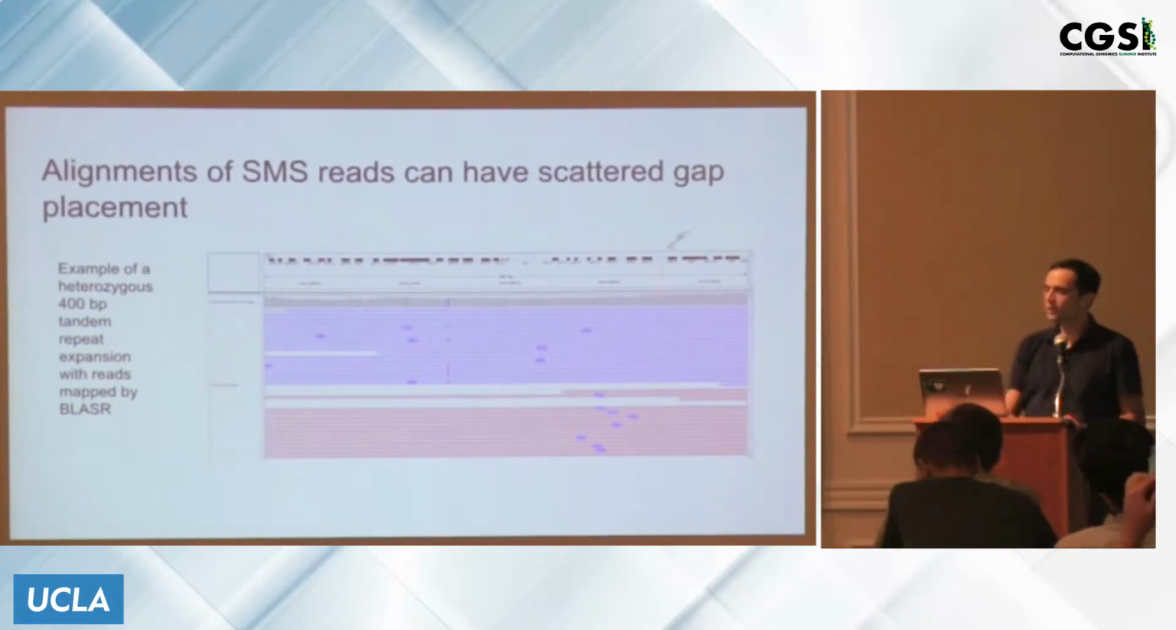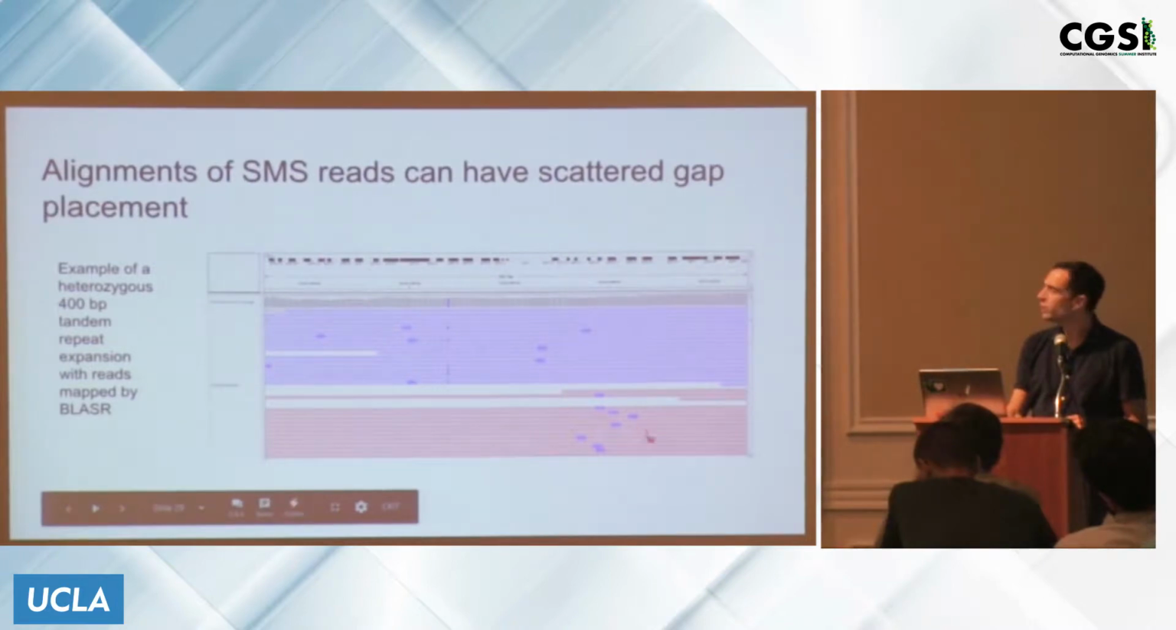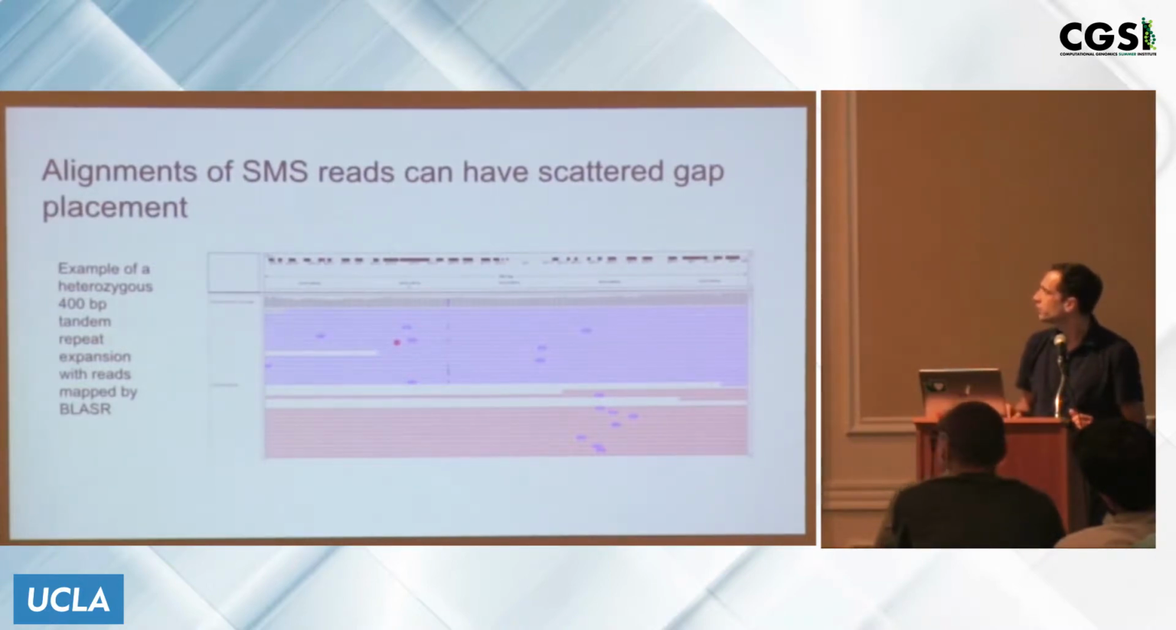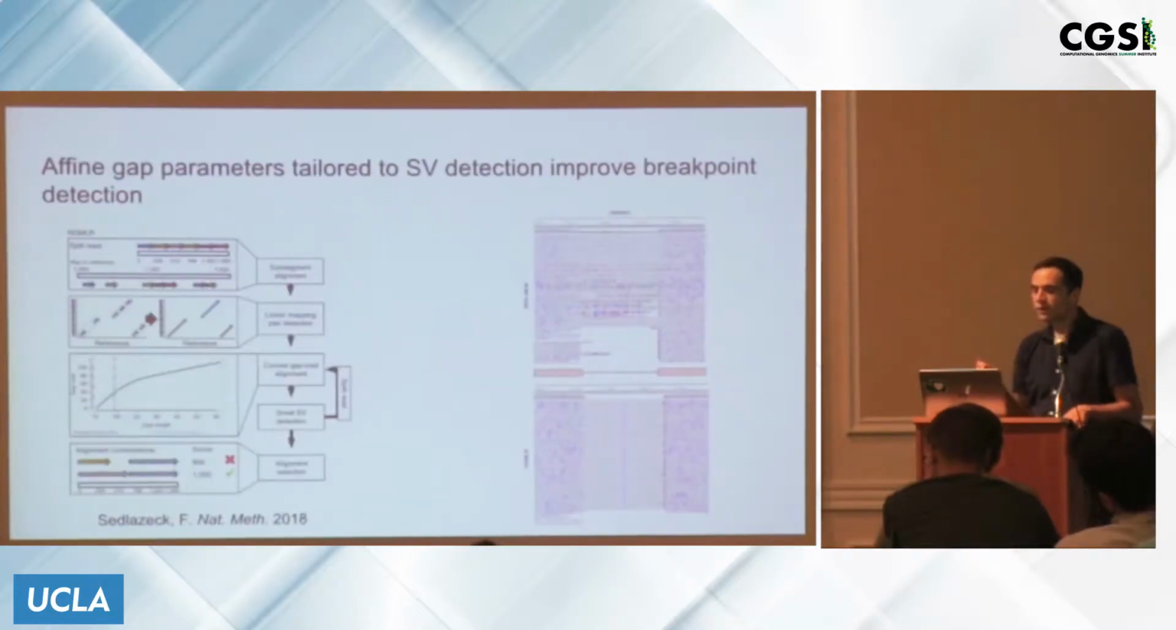And furthermore, unfortunately, there's a bit of a bias here where red is the reverse strand and blue is the forward, or it's vice versa. But there's also a strand bias in where these gaps are placed. So that's clearly not the best approach to trying to find variation.